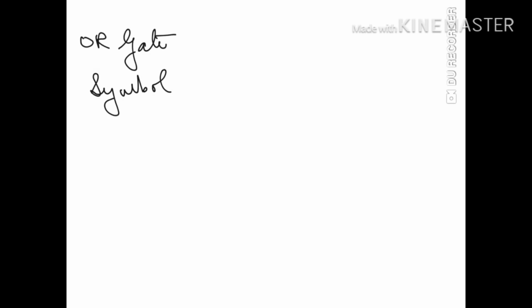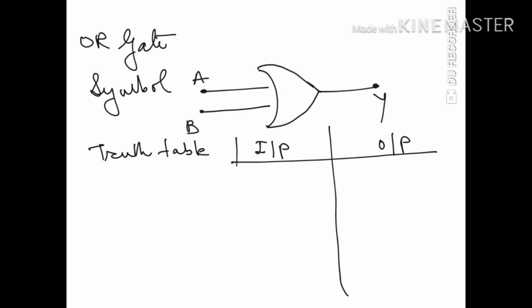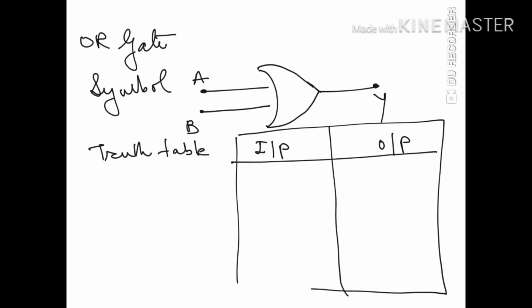Again the same thing, let's discuss the symbol. So this is A. This is B. And the output is Y. So this is the symbol for the OR gate. Now we come to the truth table. So again we'll make the same thing, input and output here. Here the inputs will be A and B, and the output will be Y.